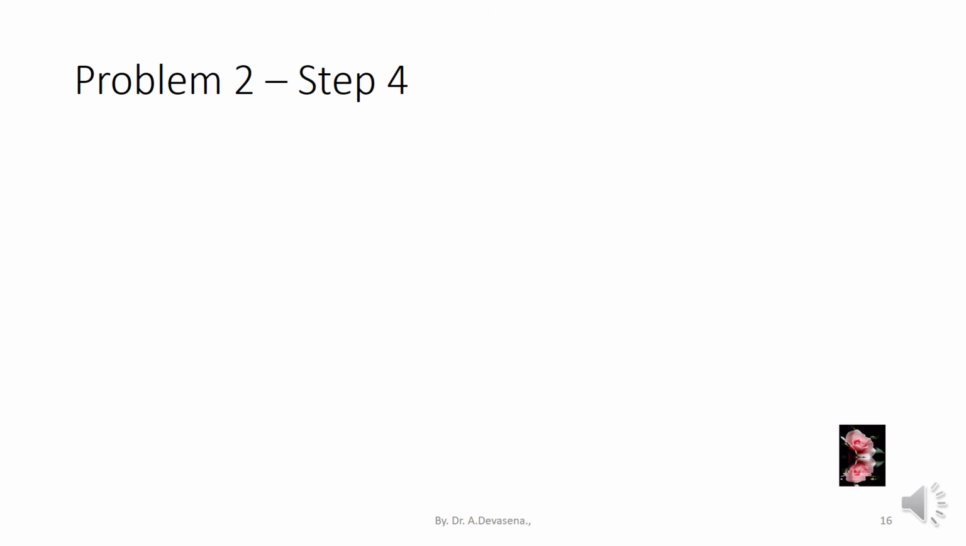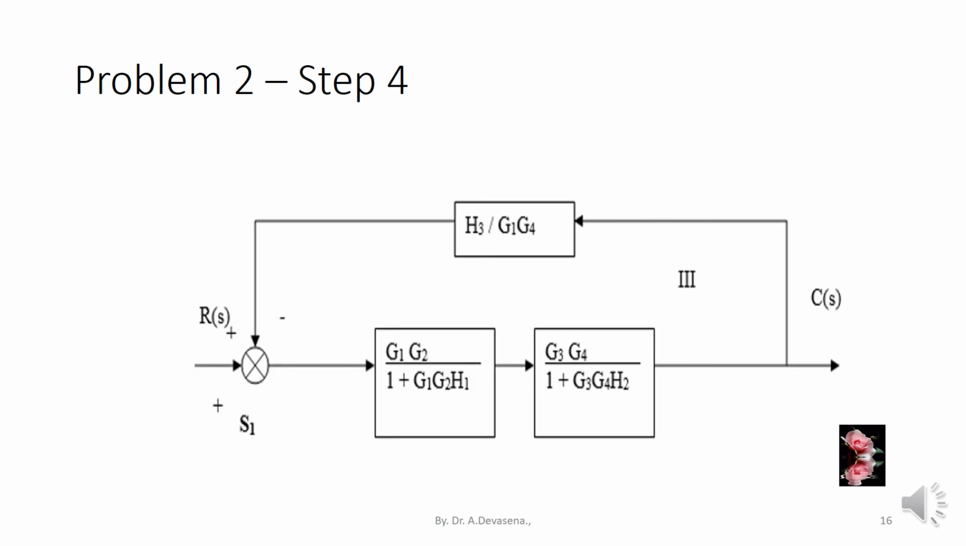Step 4. Now combine the blocks in cascade. This is one block. This block comprises the value G1, G2 divided by 1 plus G1, G2, H1. This is another block, G3, G4 divided by 1 plus G3, G4, H2. Now these two blocks are in cascade. So we have to combine these blocks which are in cascade.